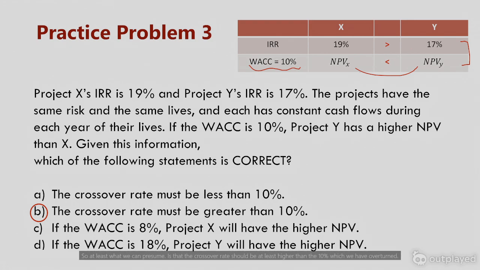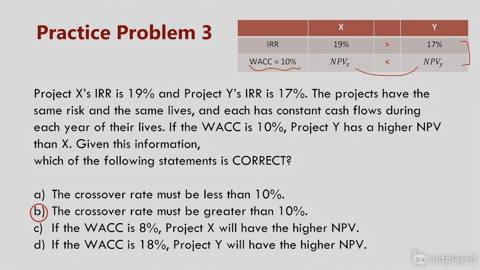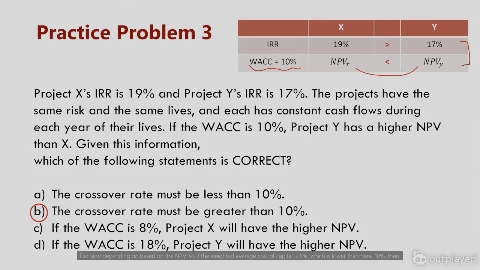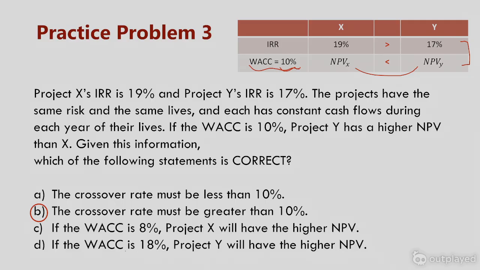So at least what we can presume is that the crossover rate should be higher than the 10% at which the decision was overturned based on the NPV. So if the weighted average cost of capital is 8%, which is lower than 10%, then NPV of Y should be higher than NPV of X, right? Which is not the case for C as well. Well, if the cost of capital is around 18%, project Y will have a higher NPV.